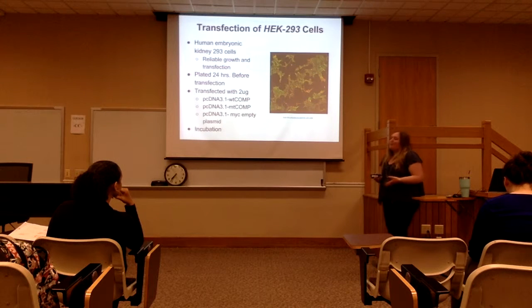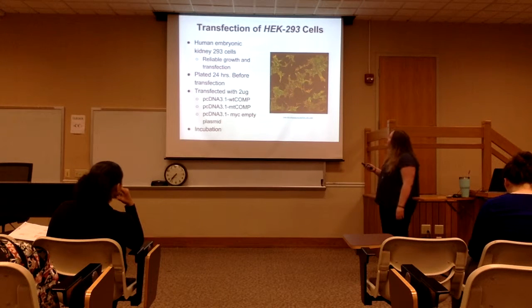So one of the methods they used to find their results within this paper was they transfected HEK 293 cells. HEK 293 cells are human embryonic kidney 293 cells, and they are used commonly in research because they have reliable growth, and they're also very good for transfecting. So here I show HEK 293 cells.